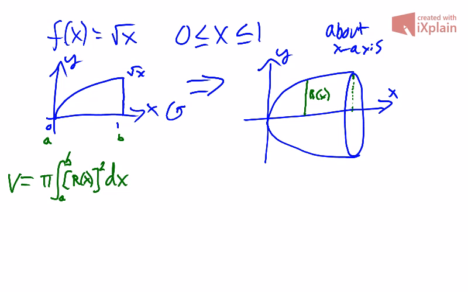Okay, so to figure out what r of x is, this is pretty easy here because in this example, just keep in mind that the distance between the x-axis and the curve, that value is just the value of the function itself. So r of x is really just radical x.